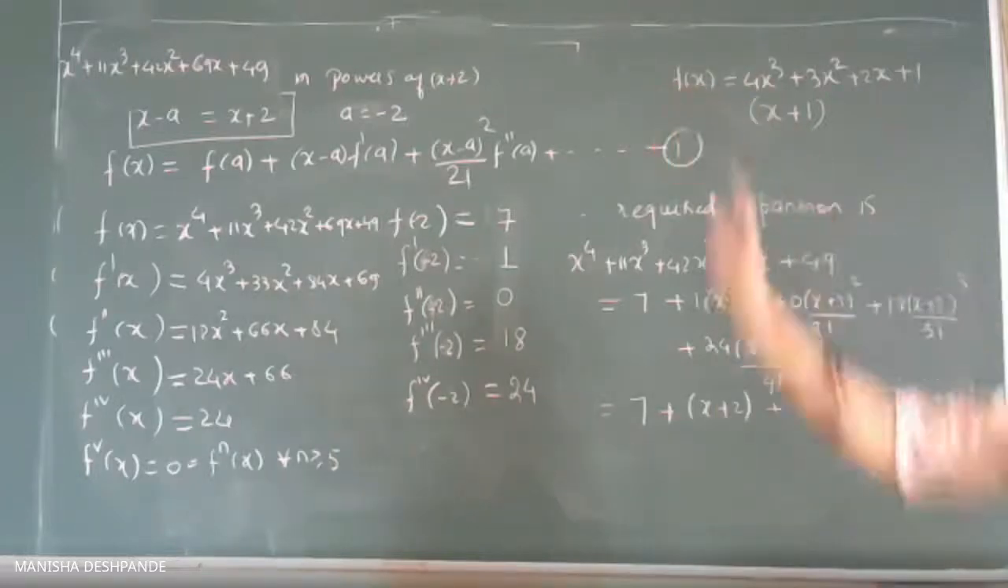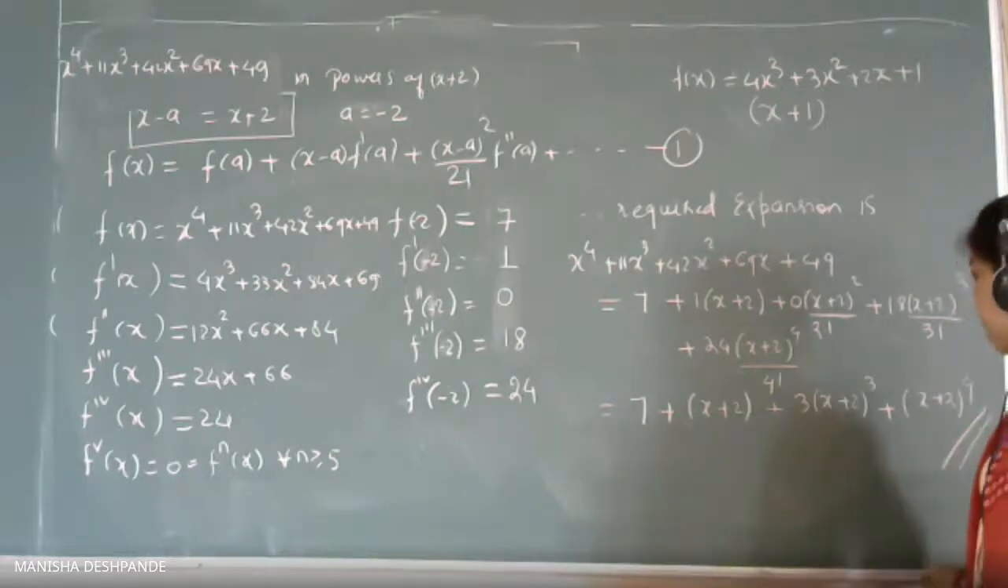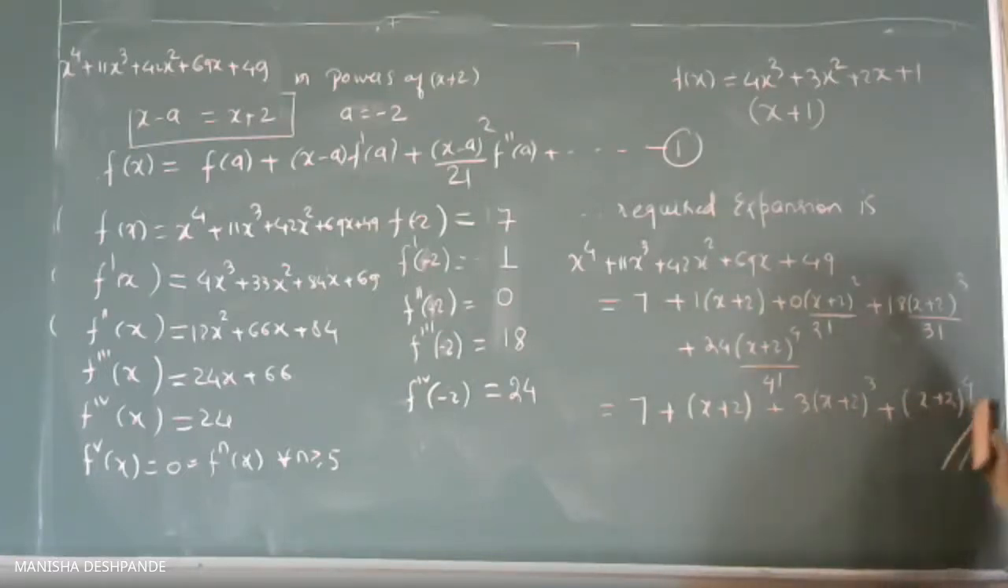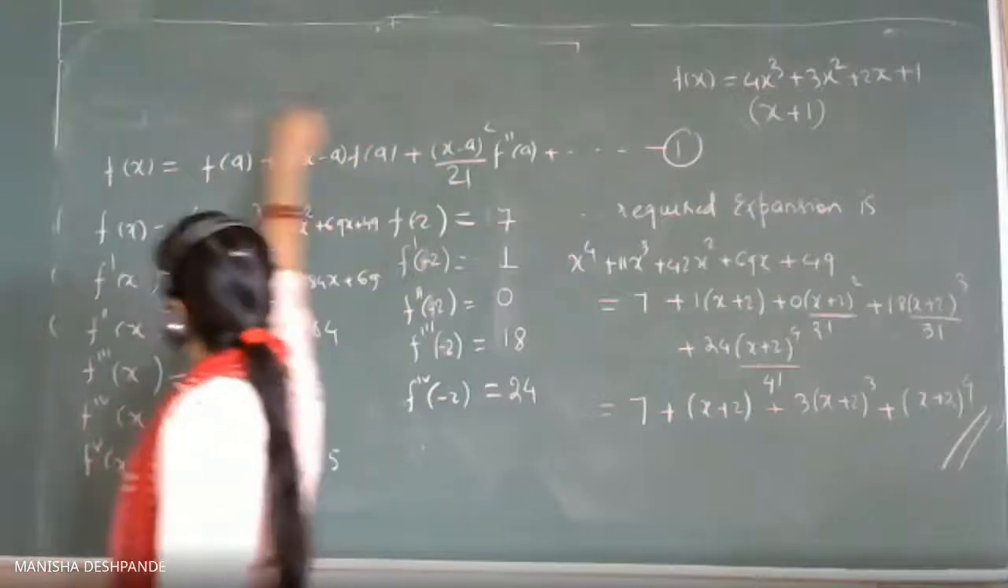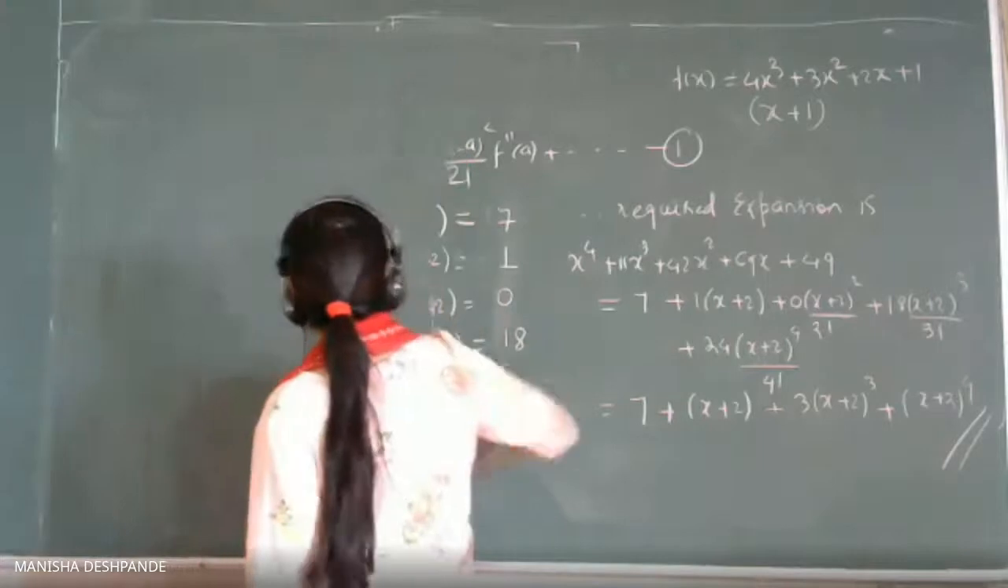So take down. Express 7 plus x plus 2, plus 3 times x plus 2 the whole cube, plus x plus 2 raised to 4, in ascending powers of x. So you write down what exactly you are going to do.